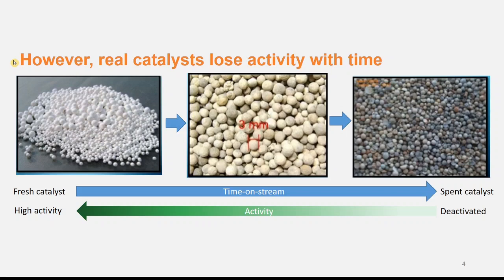However, over time, real catalysts lose their activity due to a number of different processes. They can get damaged by attrition. Deposits can adhere to them and block pores and active sites, and they can be poisoned with other chemical species. These all reduce the activity of the catalyst. So the longer a catalyst is used, it goes from being fresh catalyst with a high activity to a spent catalyst with a low activity, or completely deactivated.